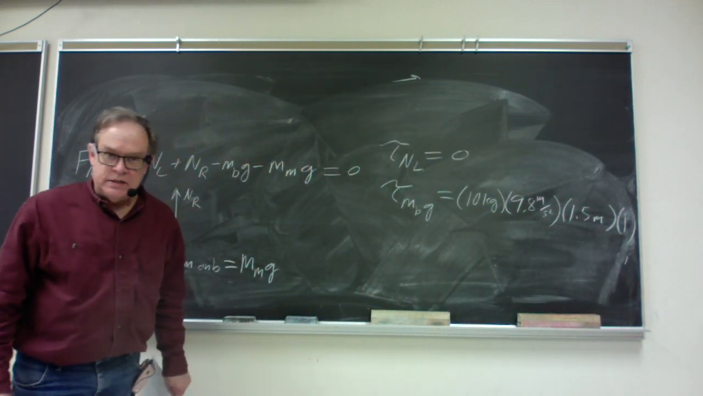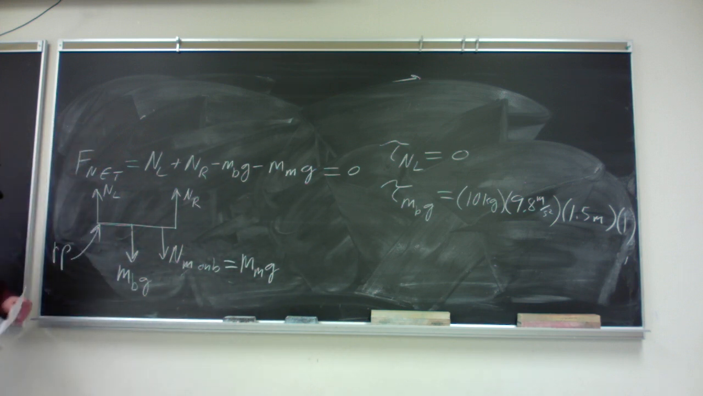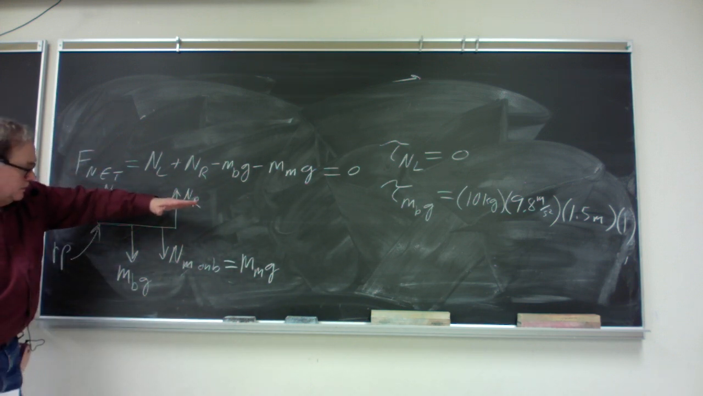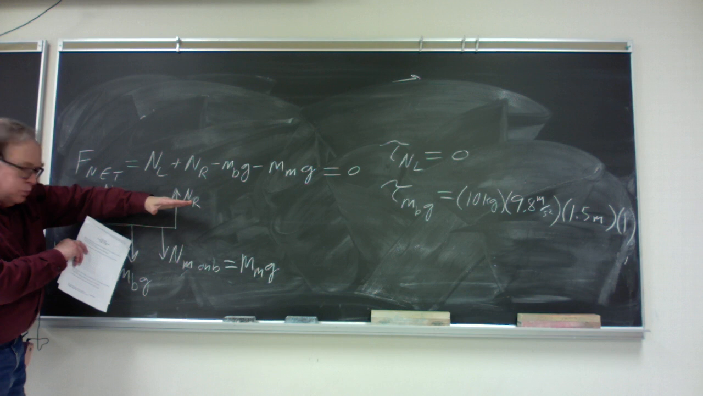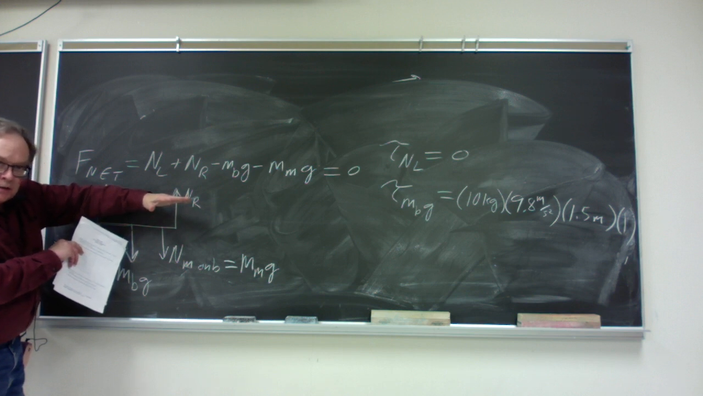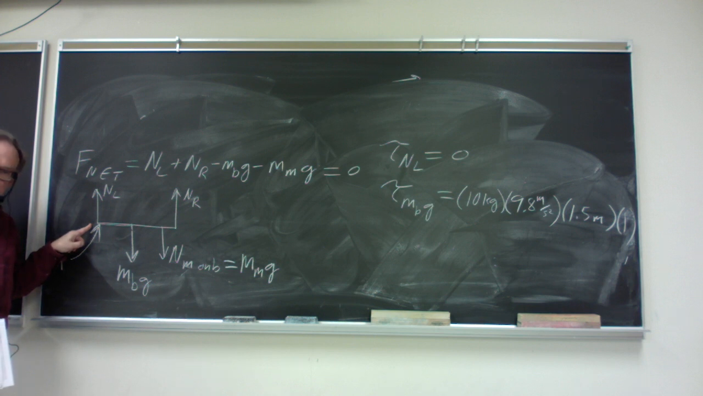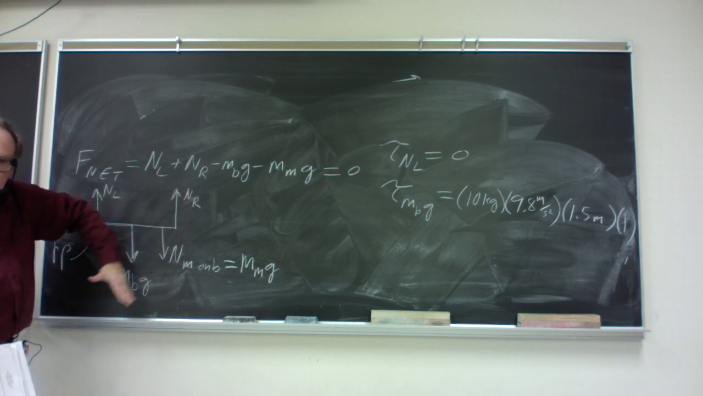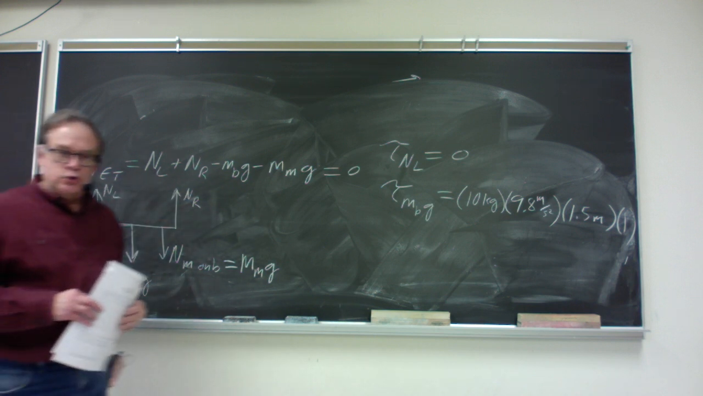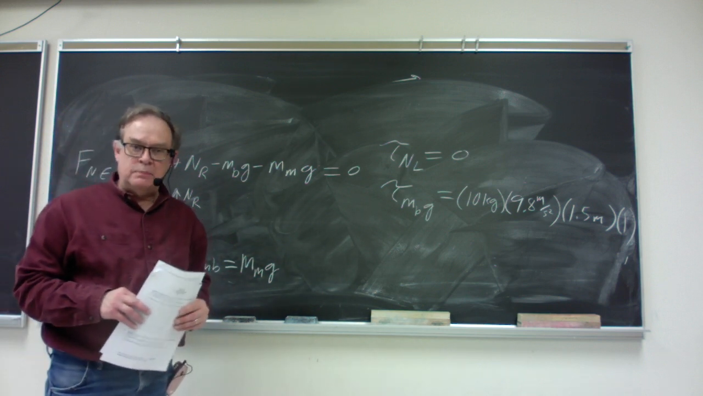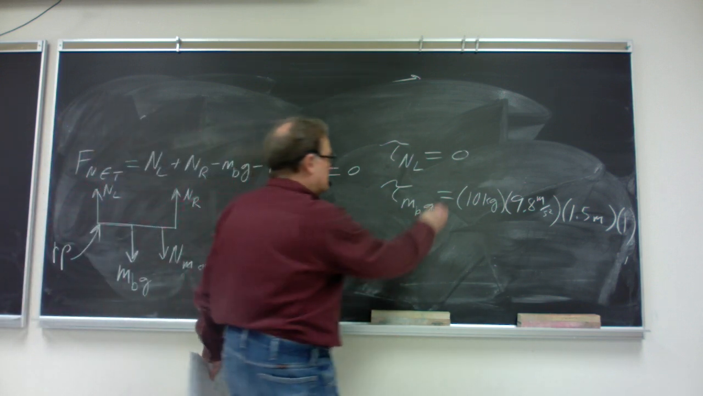And is that torque positive or negative? It's going to be negative because if this pull were strong enough to make the board rotate about this reference point, it would rotate clockwise. And a torque that makes a clockwise rotation happen we call a negative torque.